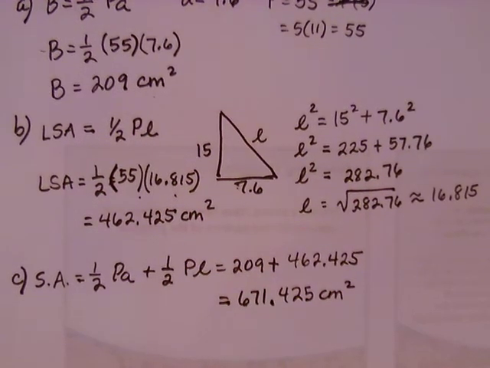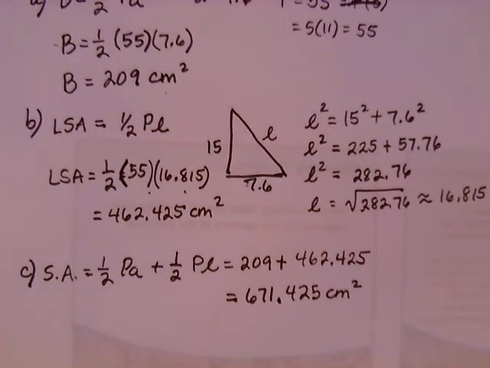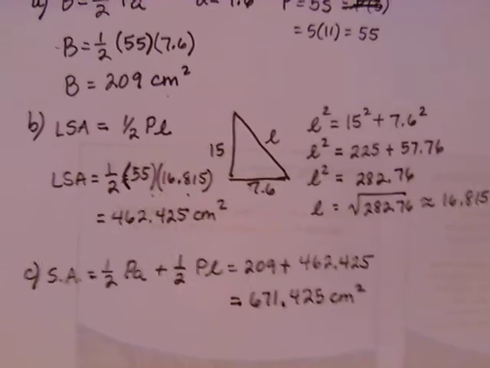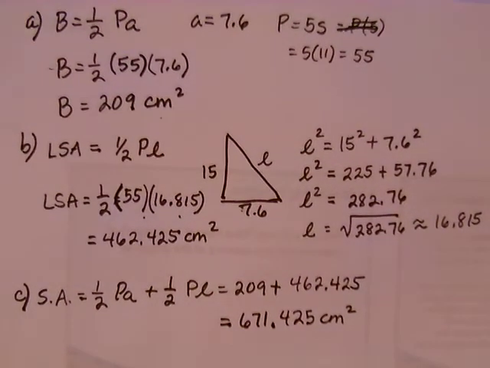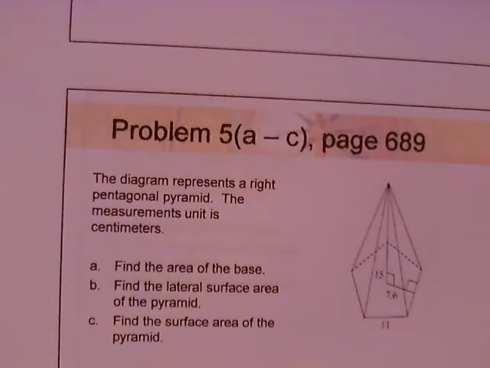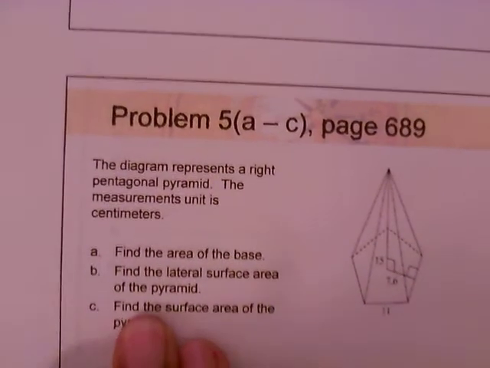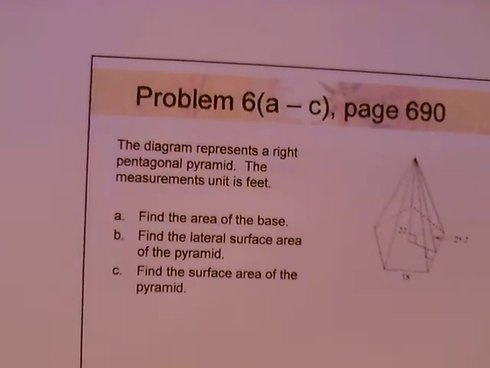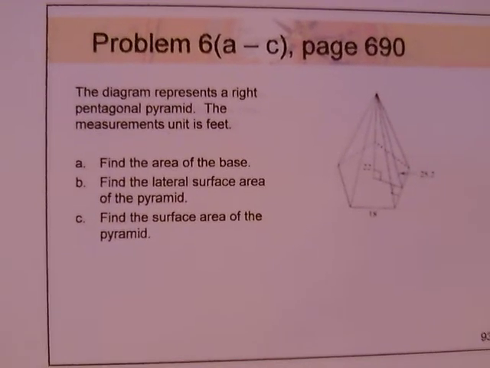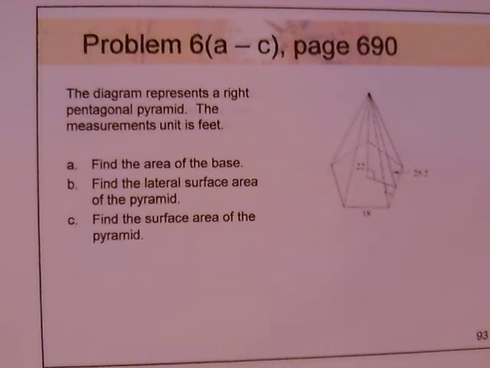Okay. So that's parts A, B, and C of problem number 5. All right, next we'll look at problems 6A through C. The same thing. We have a right pentagonal pyramid as well. And I'm going to find the area of the base, the lateral surface area of the pyramid, and the surface area of that pyramid.